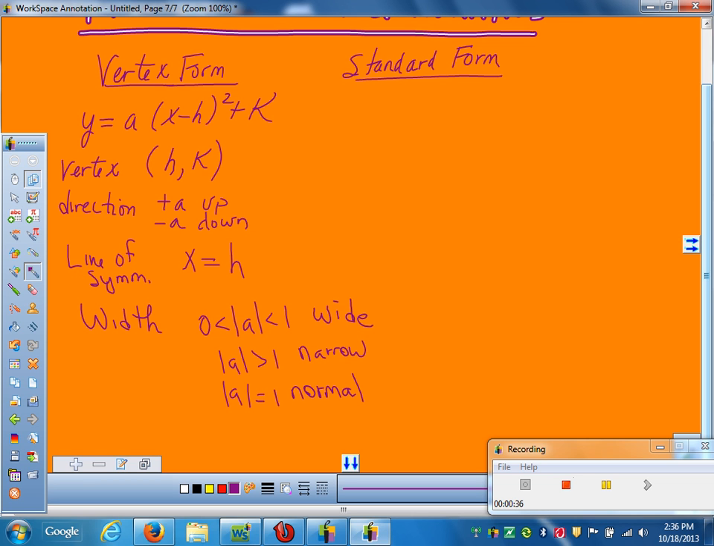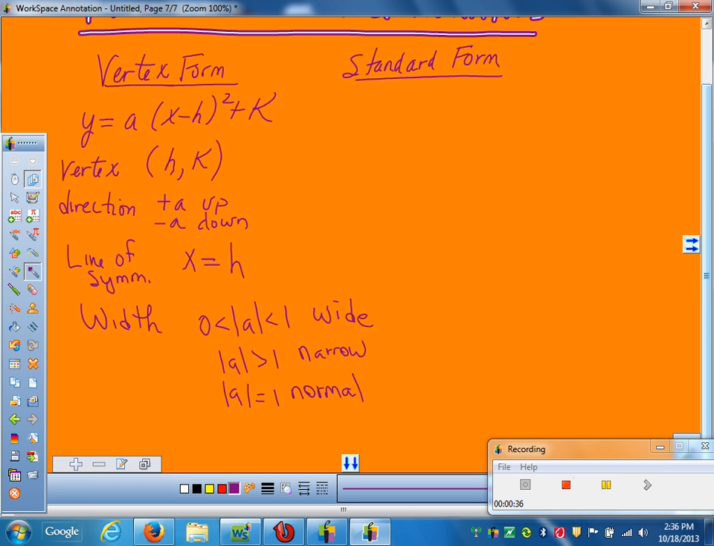Okay, what if I told you it was a fraction that was 5/2? It's a fraction, so does that mean it's wide? Yeah, you have to see that the fraction 5/2 is really 2.5. That's bigger than 1, so it's going to get narrow. So it's the size of the number that you need to be looking at there.